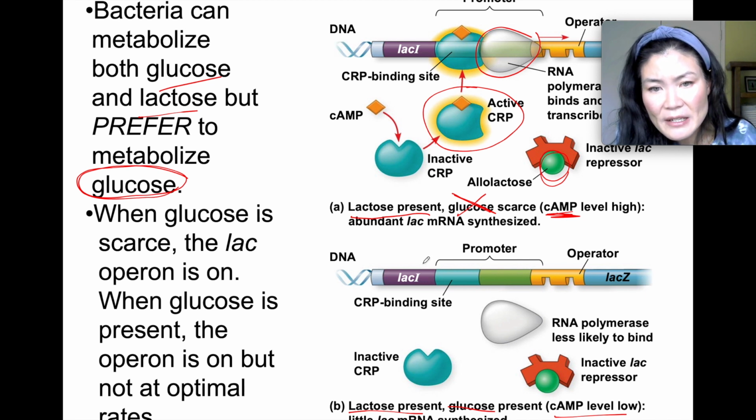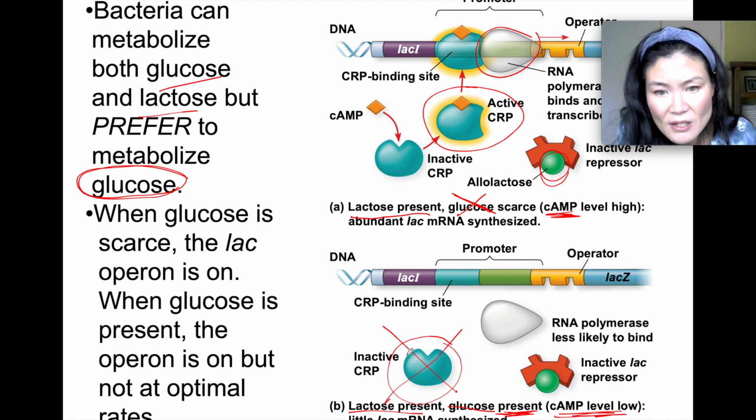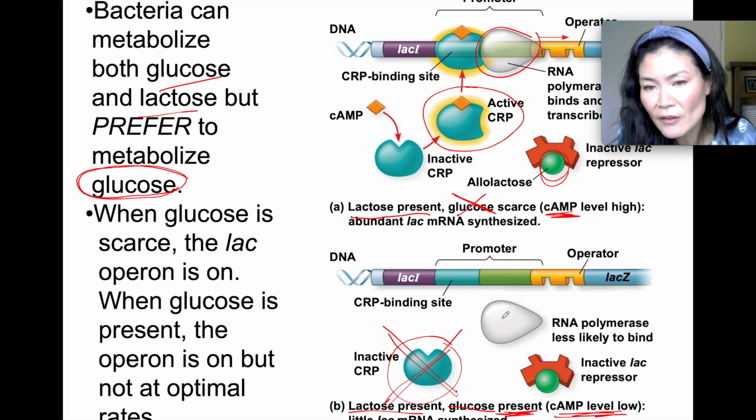So in this scenario, lactose is present, just like the first scenario. However, glucose is present. There's a lot of glucose around. Therefore, cAMP levels are low. Therefore, the CRP is not active. It's not active. It will not bind to the promoter. It's not going to help the RNA polymerase bind to the promoter. And so transcription will take place, but it's going to take place very slowly.